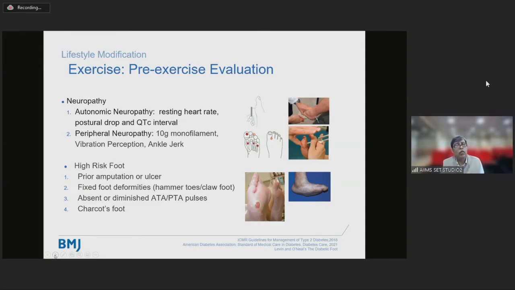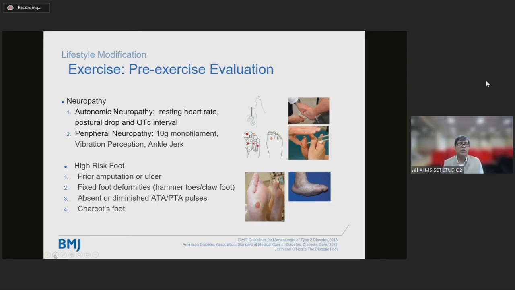Peripheral neuropathy must be done so that you don't suddenly go and ask them to buy new shoes, tight-fitting shoes for jogging, even if they're the best company. You must look at pressure, you look at vibration, and you must look at reflexes. A high-risk foot is again a danger for physical activity.